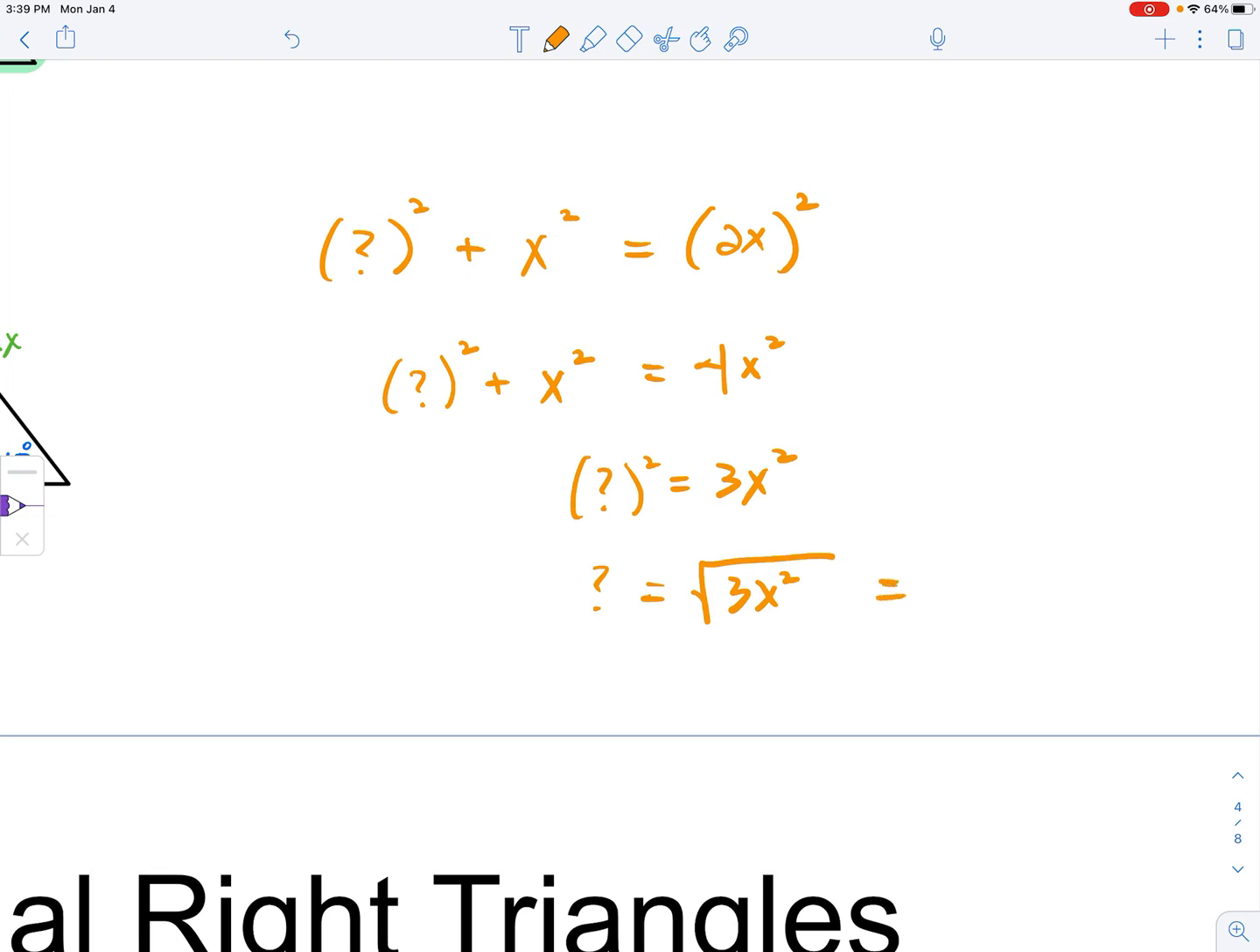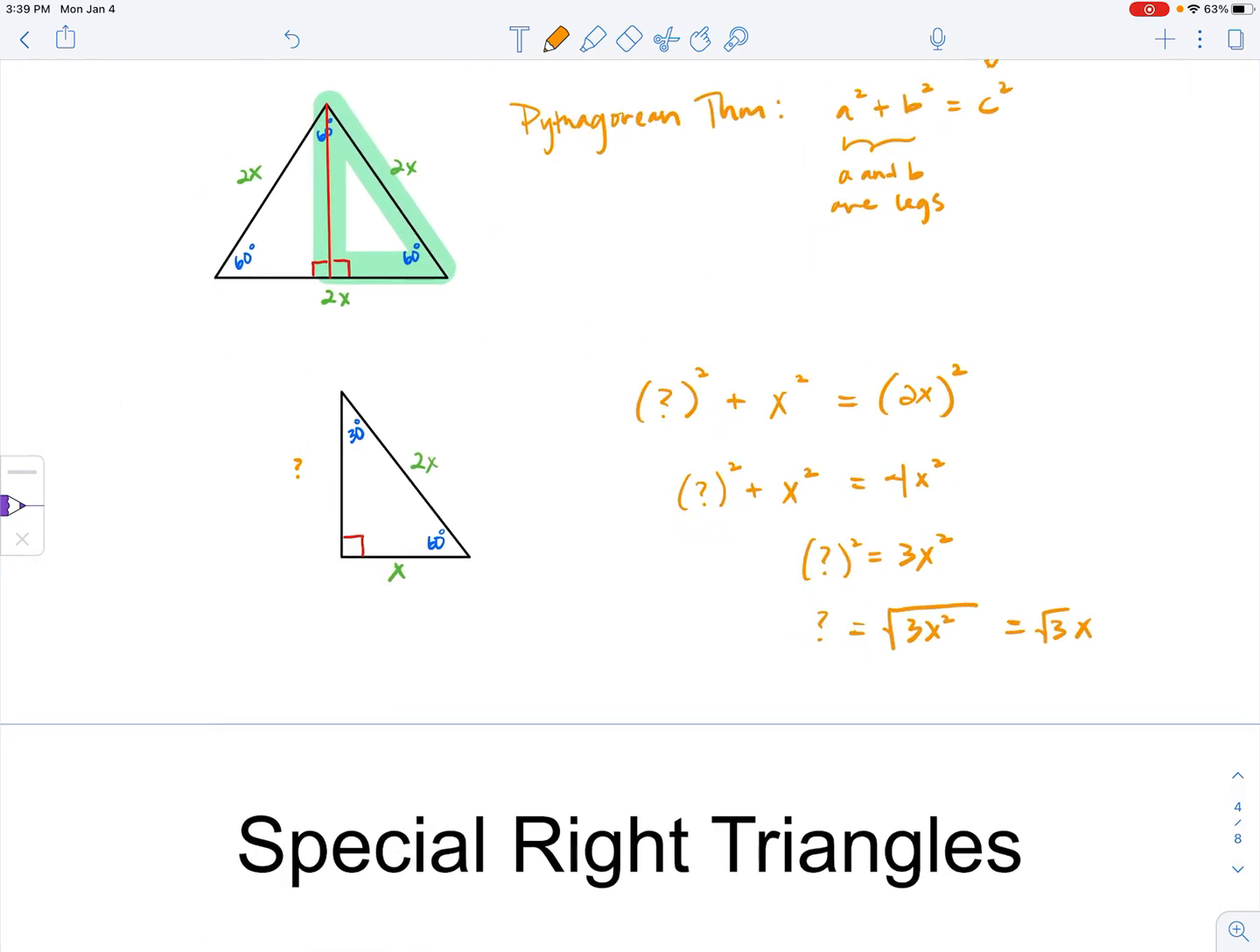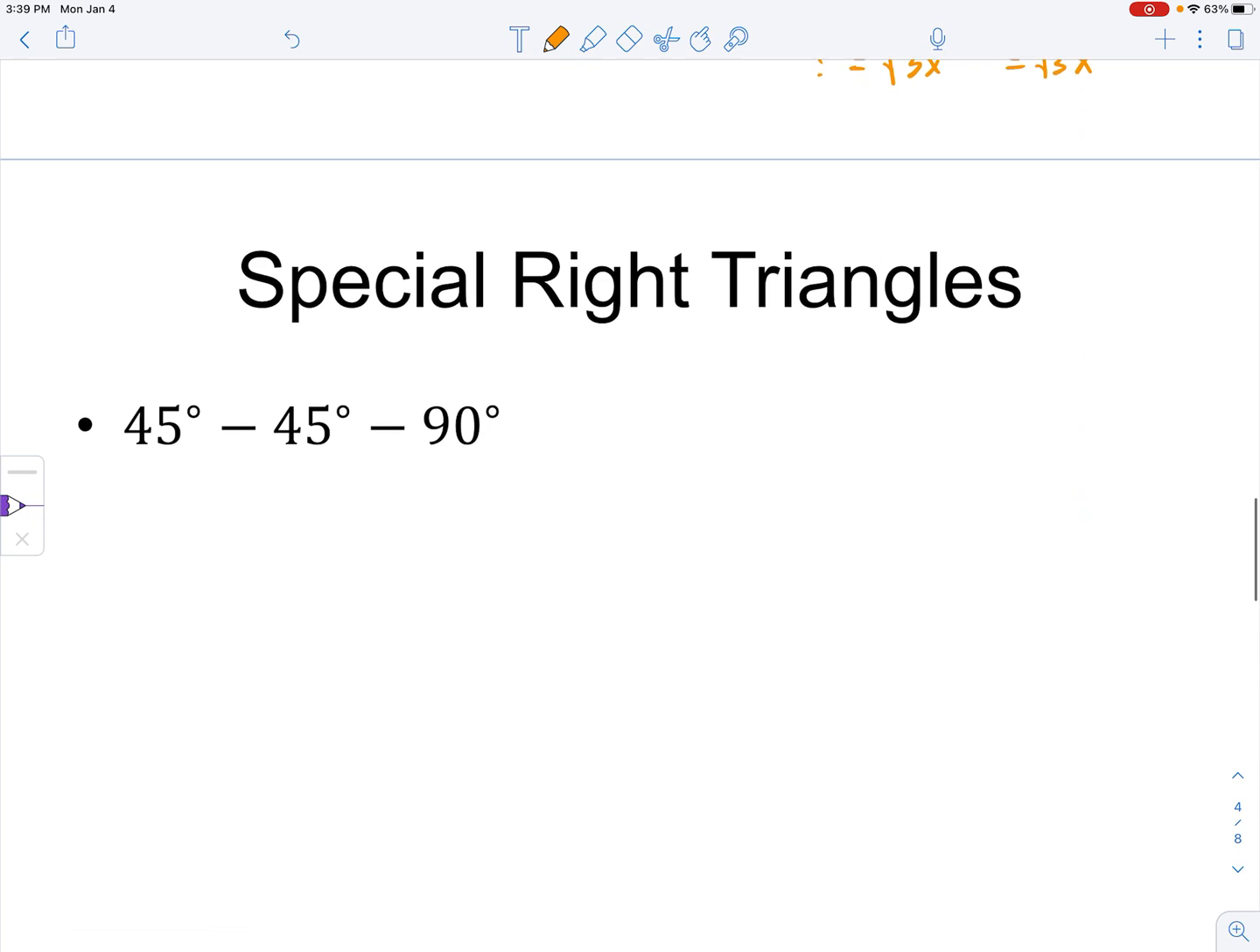And then that would simplify again. x represents a side length, so it's going to be positive. So we don't need to put root 3 times absolute value of x. We can just put root 3 times x. So this side is equal to root 3 times x. Here, just for reference.